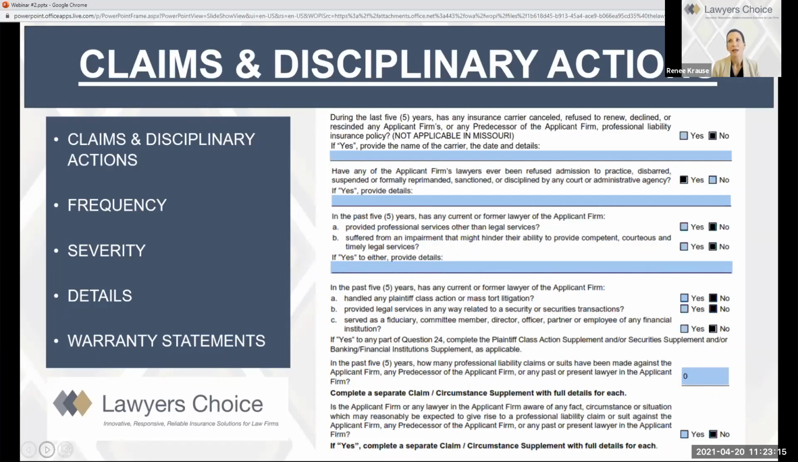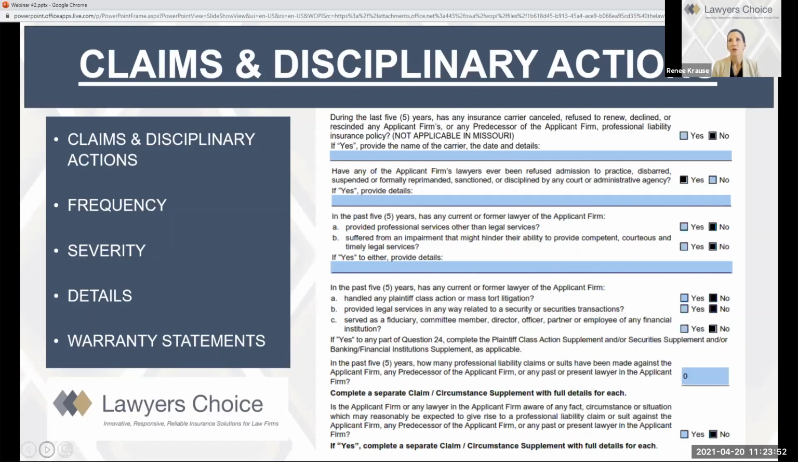Something to avoid, though, and we see it a lot, is when a carrier is asking for claims information, try not to send the complaint and the answer and all of the motions that went along with the claim and ask them to sort through a 50-page document, because they won't. What they're looking for is a very simple explanation that talks about what gave rise to the claim, what was the nature of the claim, and did the claim have merit? And if so, what steps have been taken by the firm to prevent that from happening again? So really short and sweet.